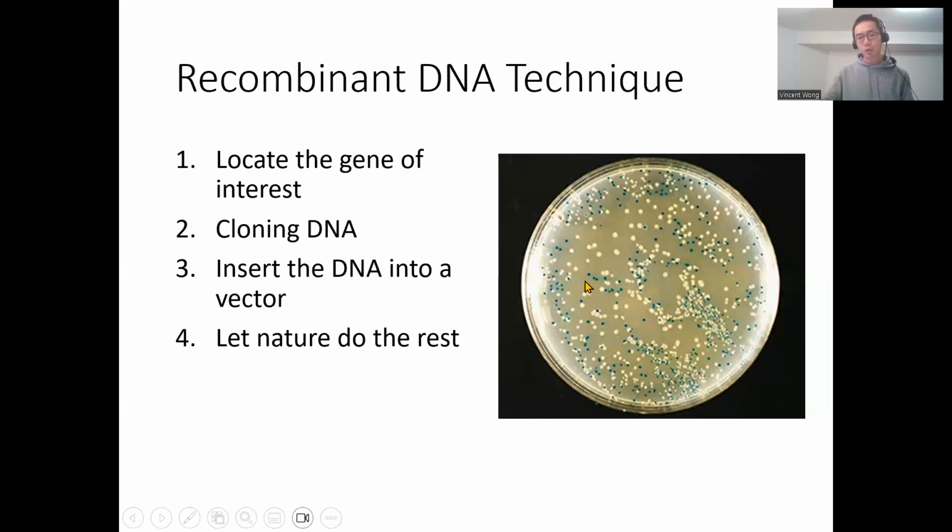So this is a culture of bacteria. Some are blue, some are white. The blue ones are the ones that have accepted the vectors. We can pick them up, and then we can culture them. We can mass produce them and turn them into little insulin factories, essentially.